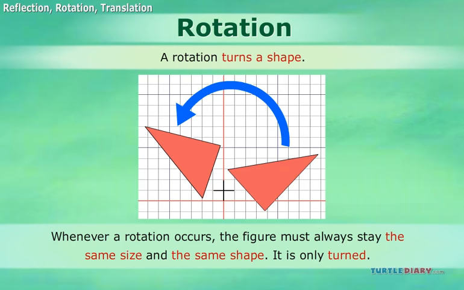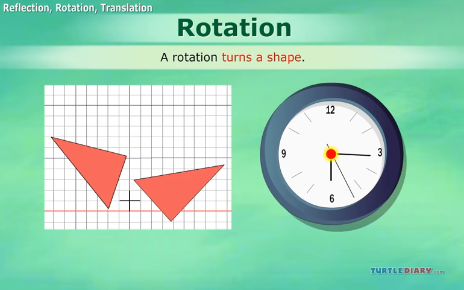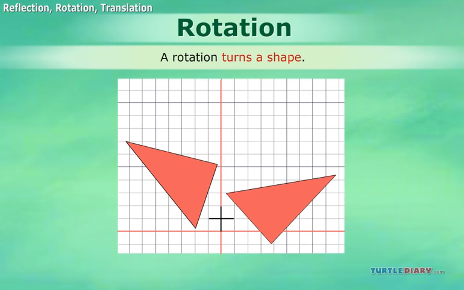There is always a point about which the shape is turned, like the center of a clock, about which the minute and second hands move. In our example, that point is marked with the crosshairs.